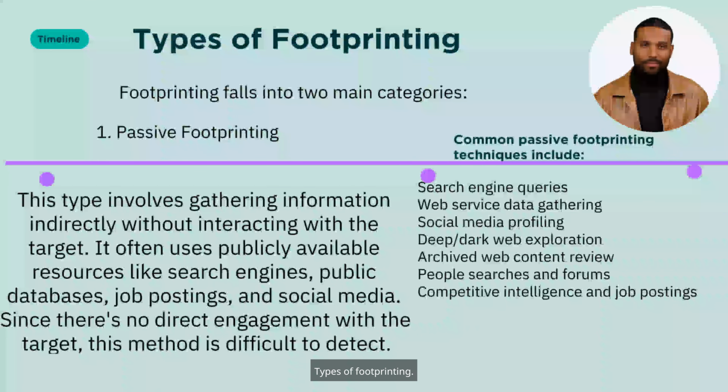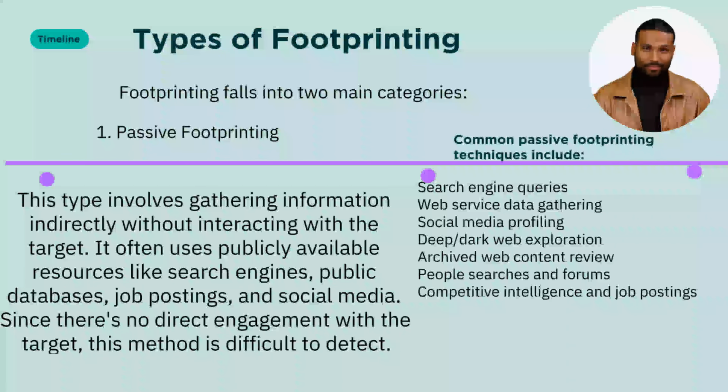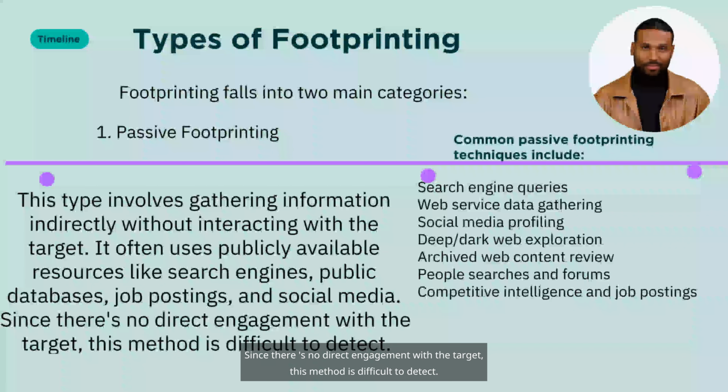Types of footprinting. Footprinting falls into two main categories. 1. Passive footprinting. This type involves gathering information indirectly without interacting with the target. It often uses publicly available resources like search engines, public databases, job postings, and social media. Since there's no direct engagement with the target, this method is difficult to detect.